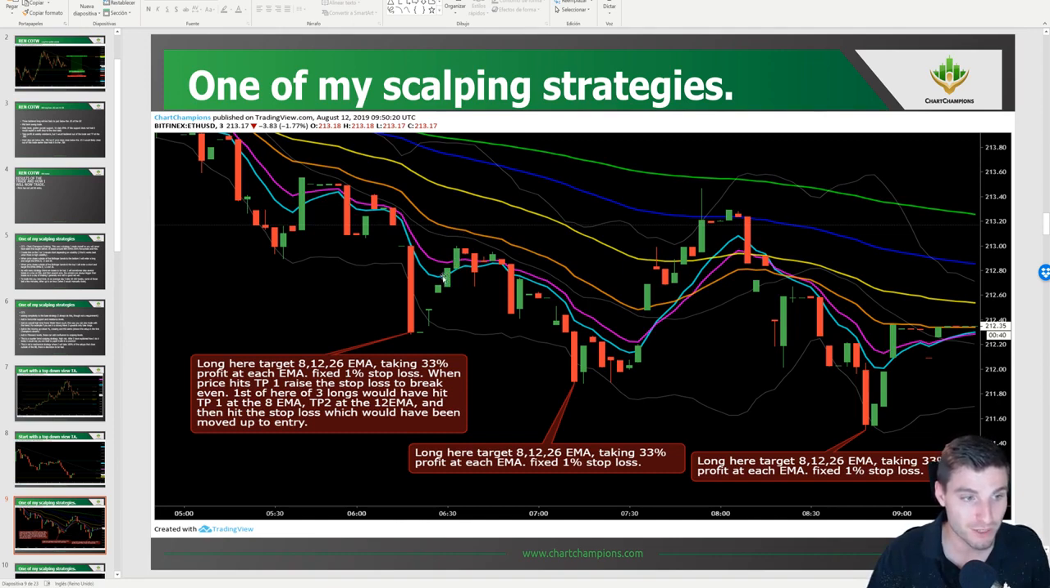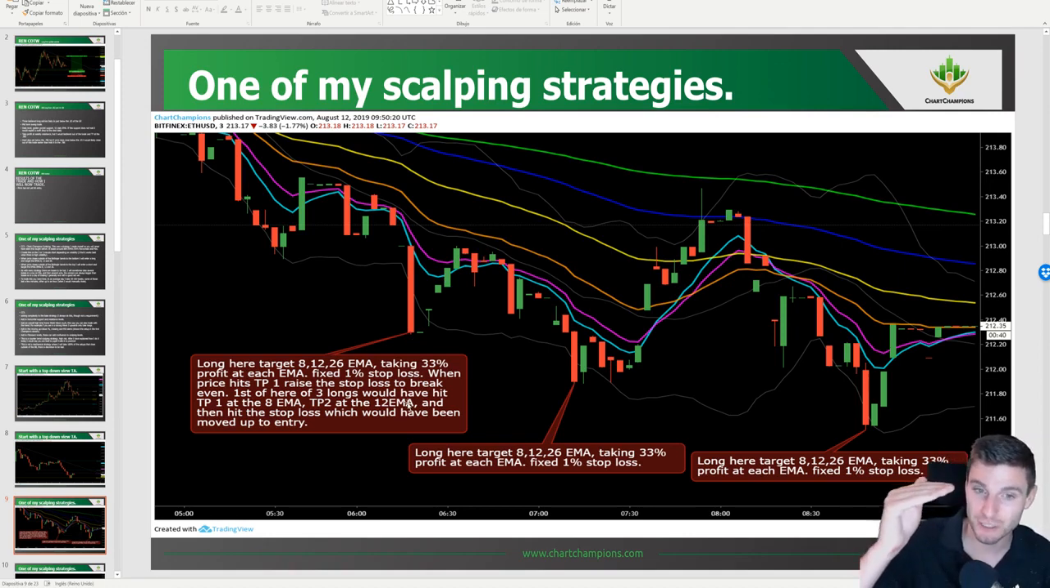You will take 33% of profit on the first, 33% on the second, and 33% on the third, equaling closing out the position when it hits the 26. When it hits the 8 exponential moving average, you will move your stop loss, which is just going to be a standard stop loss, depending on the volatility. If you're aiming for a 0.5% gain, then your stop loss is going to be a 0.2% stop loss, or this is what I do.